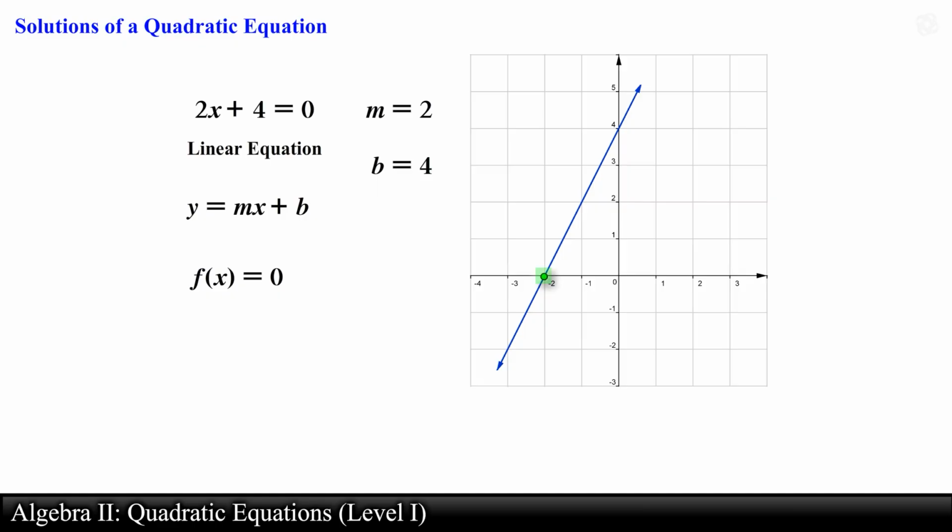So let's actually solve this equation using algebraic techniques as opposed to graphical techniques. So we subtract 4 from both sides as follows. Then we divide by 2 on both sides to solve for x, which ends up being equal to -2. This represents the point in which the graph of the line intersects the x-axis, specifically at (-2, 0).